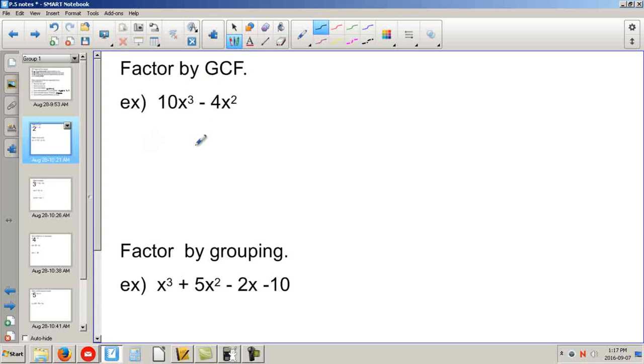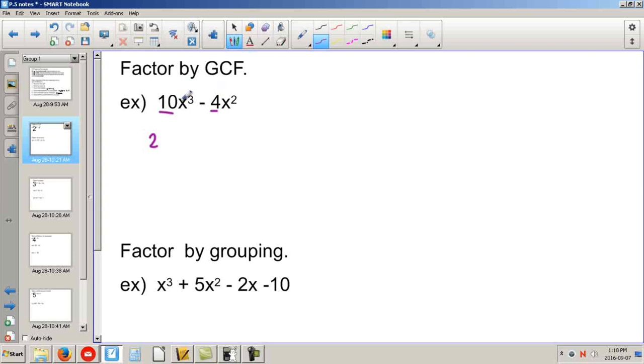We'll go through this first one as our example of factoring out the GCF. And so we're looking at the numbers, the 10 and the 4, and saying, do they have a common divisor, something we can divide by, or common factor? And they both divide by 2. So I'm going to take a 2. And then I want to look at these x's. This is x cubed. This is x squared.